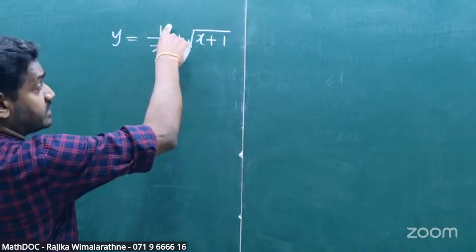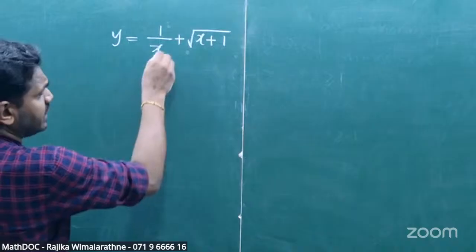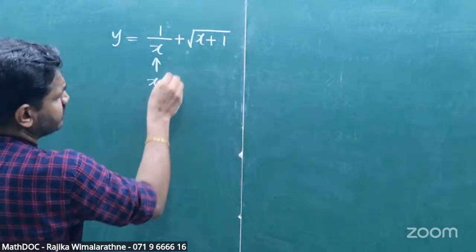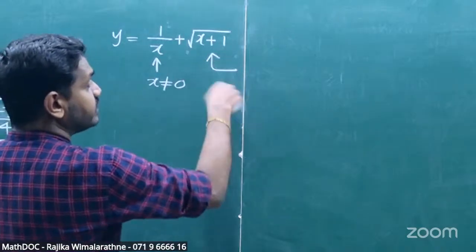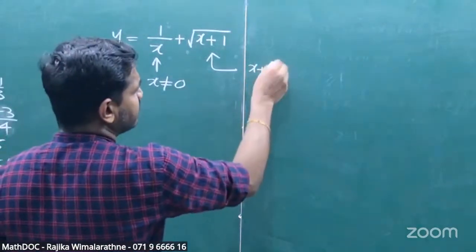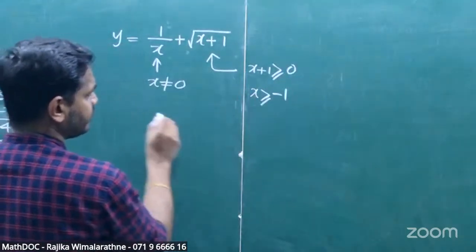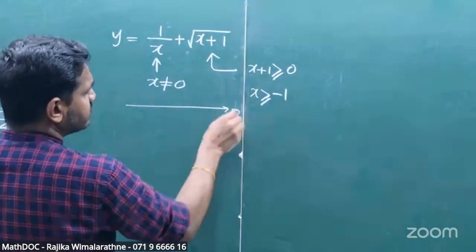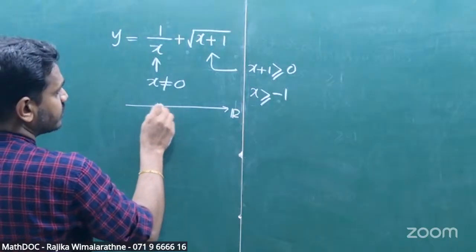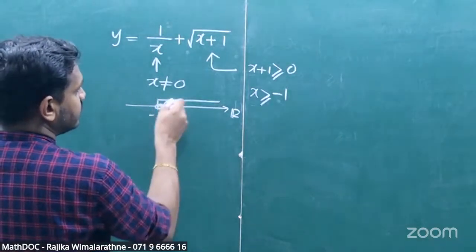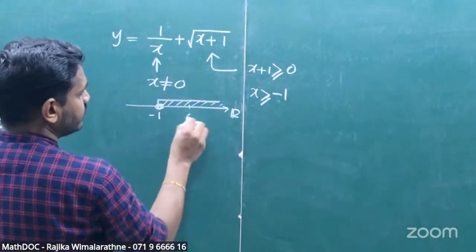We have a rational type and an irrational type, both. For this case, you have to remove the denominator zeros, so x is not equal to 0. And for this case, you have to take positive values within the square root: x plus 1 greater than or equal to 0, then x greater than or equal to minus 1. On a number line, the values greater than or equal to minus 1 are the possible values. Again, we have to remove the x equals 0 value. You remove this one.